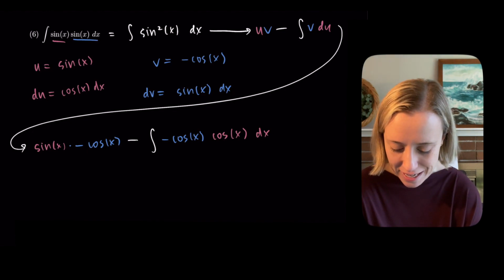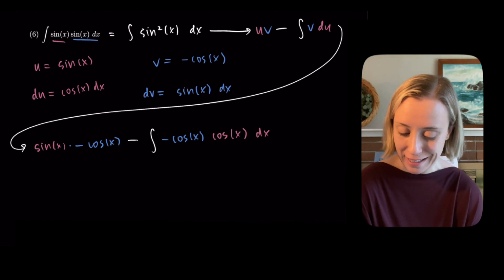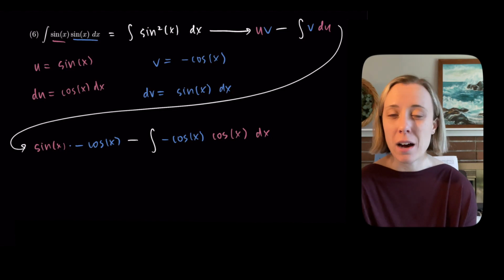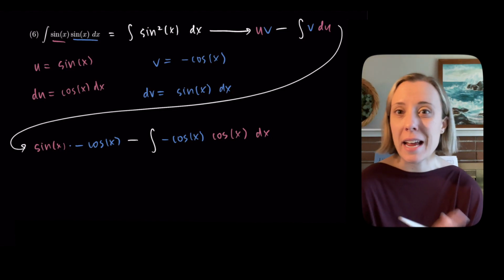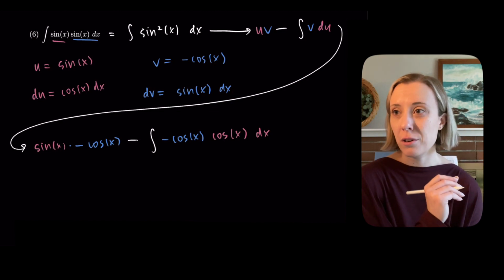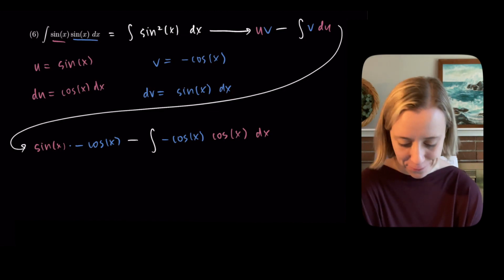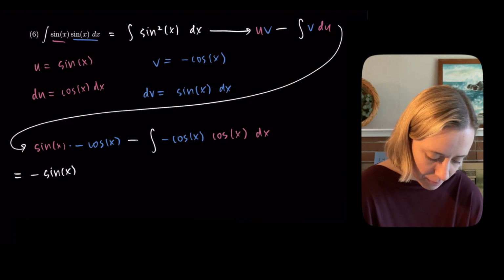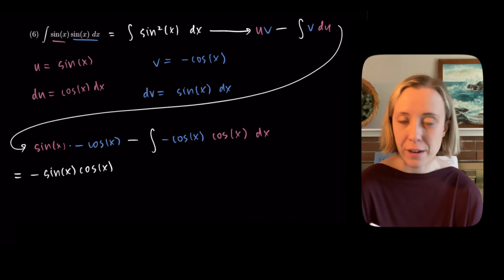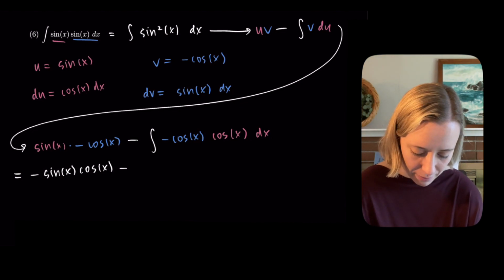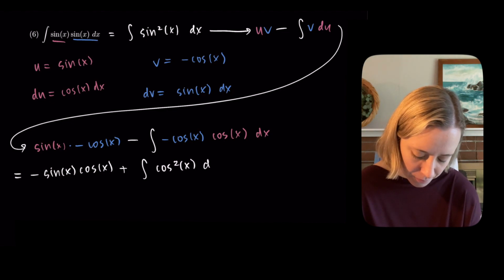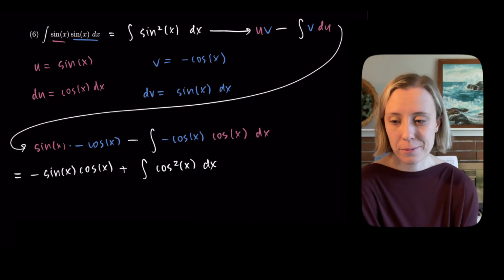I'm seeing a new integral that has 2 cosines instead of 2 sines, which is a little concerning, right? It's very close to what we started with. But one of the things that often happens in integration by parts is that we get a new integral that's related to our original integral, and we can do some cool math with it. So let me show you. I want to simplify the first part. Sine times cosine, we'll just write together as negative sine cosine. That part is done, that'll stay there. Then my negatives, I'm going to rewrite as a positive integral, so plus the integral of cosine squared dx. We have cosine times cosine, that's cosine squared.